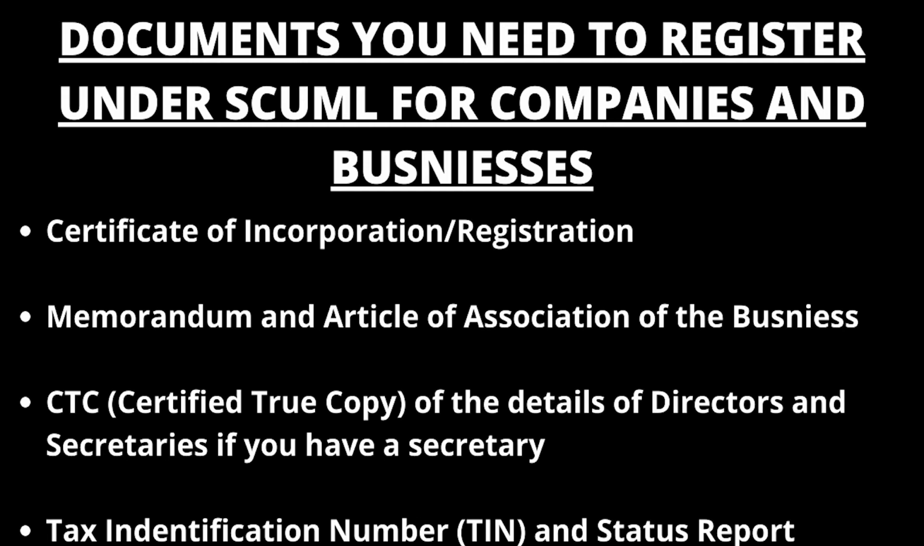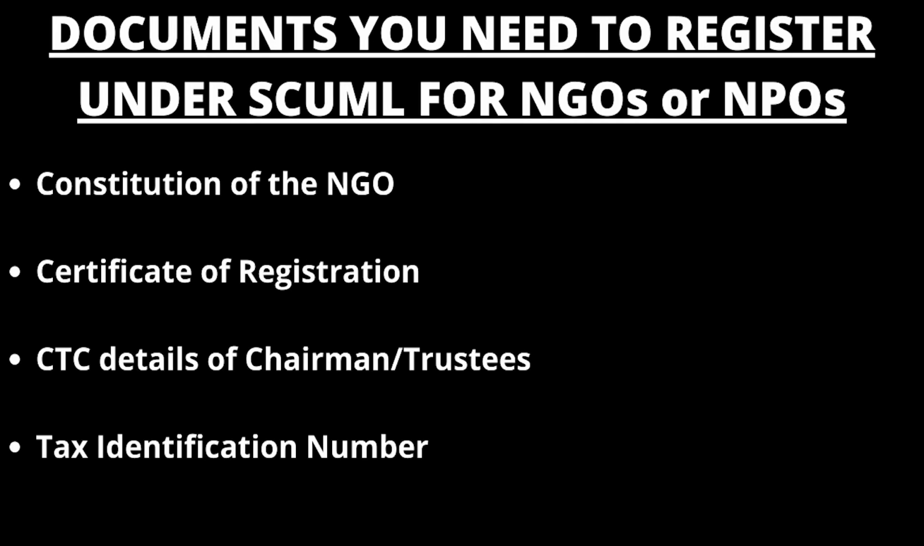But for those that have an NGO, they have to provide, first of all, their constitution. Then they have to provide a certificate of incorporation. Then they have to provide the CTC of the trustees, just like I said, certified true copy of the trustees and the chairman. Then they have to provide a tax identification number.